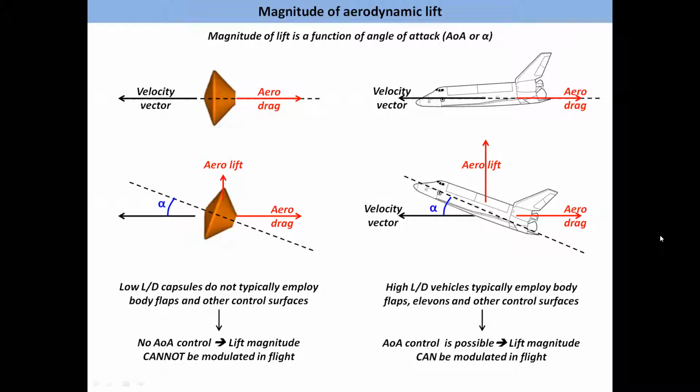The magnitude of aerodynamic lift we can control through angle of attack, but since the low L/D capsules typically do not employ body flaps or other control surfaces, we do not have explicit control on the angle of attack. That is, we cannot modulate the lift magnitude in flight. So you have to take what you get. But with the winged vehicle, where you have the option of a lot of control surfaces like body flaps or ailerons, real-time angle of attack control is possible. That is, you can change the magnitude of lift while in flight at a given trajectory state.